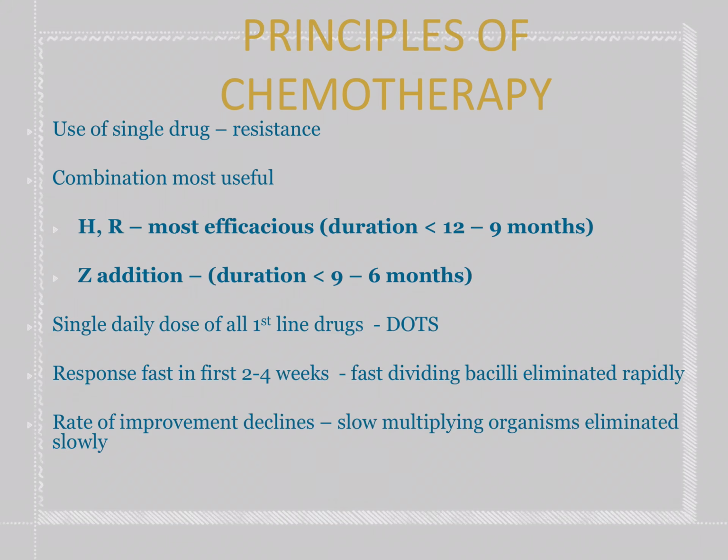How are the tablets available? They are available as fixed dose combinations. Each tablet will have isoniazid, rifampicin, ethambutol for the continuation phase, and isoniazid, rifampicin, ethambutol and pyrazinamide for the intensive phase. So based on the body weight, these drugs are going to be given.